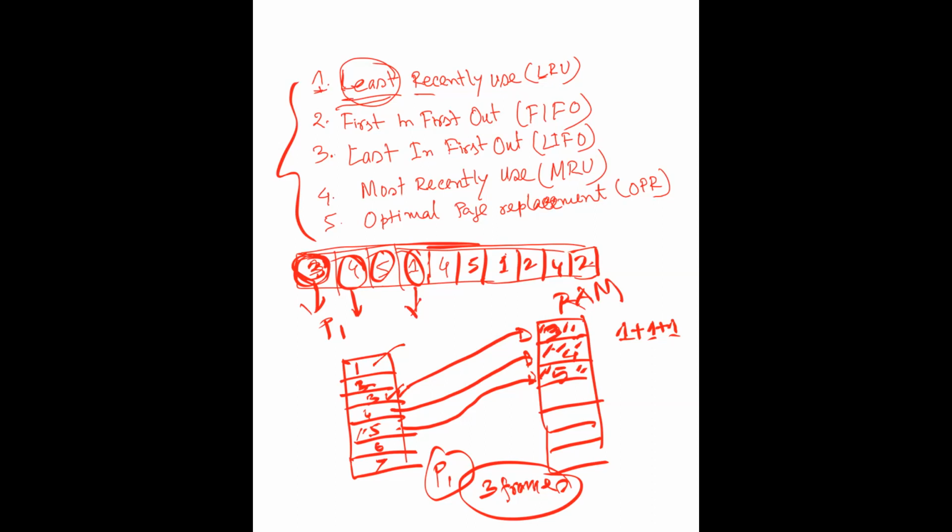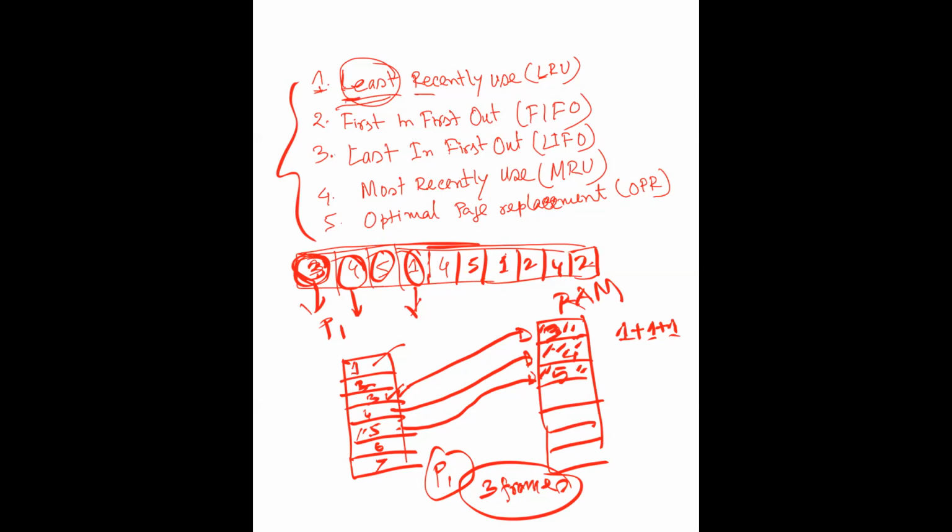Now the question is, which page will be replaced? Here you see the 3 frames are already filled out. So now you need to replace a page for process P1, because page number 1 is not currently available inside the RAM. Okay, then which page will you replace?